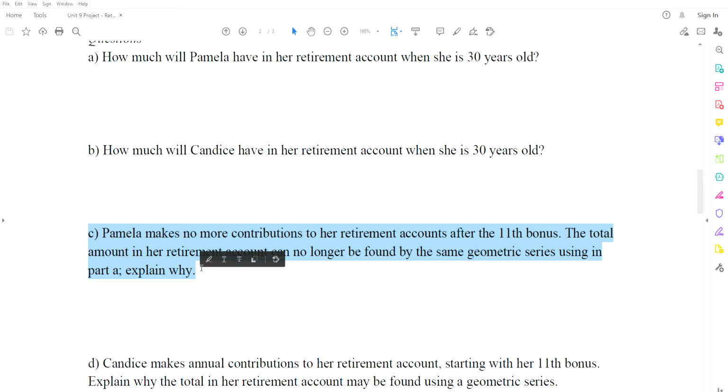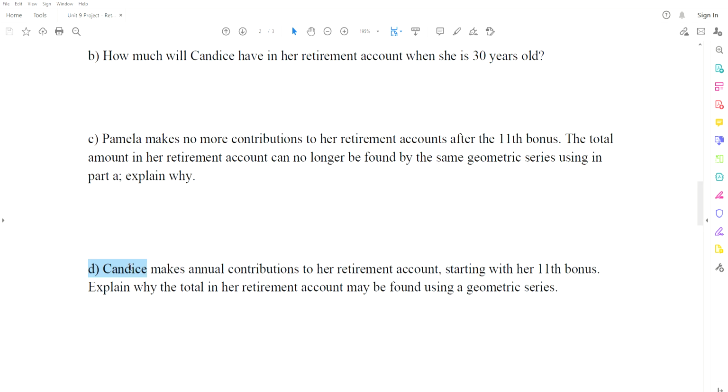C. So Pamela makes no more contributions to her retirement accounts after the 11th bonus. The total amount in her retirement account can't be found using the same geometric series in part A. Explain why. Hint, think about what changed. Think about the activities Pamela was doing before her 30th birthday and what she's now doing.